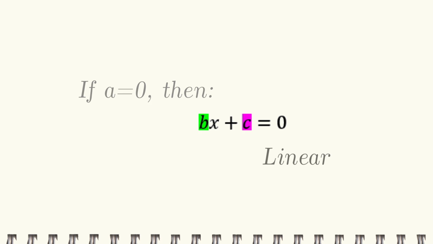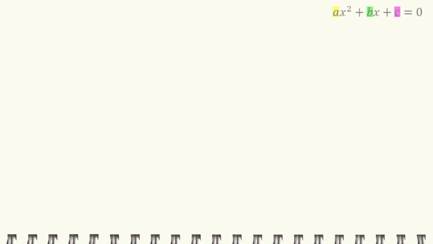Note that if a were to be equal to 0, then we no longer have a quadratic equation but a linear equation. In other words, it would be simply bx plus c is equal to 0. For all quadratic equations, we are trying to solve for the unknown value that is x. To do this, we use what is known as the quadratic formula.